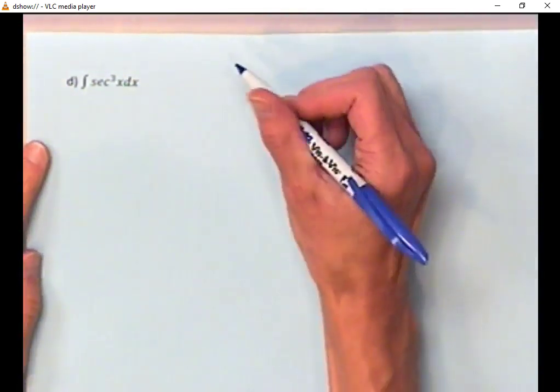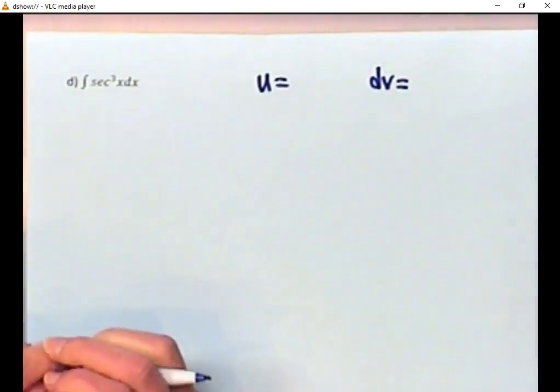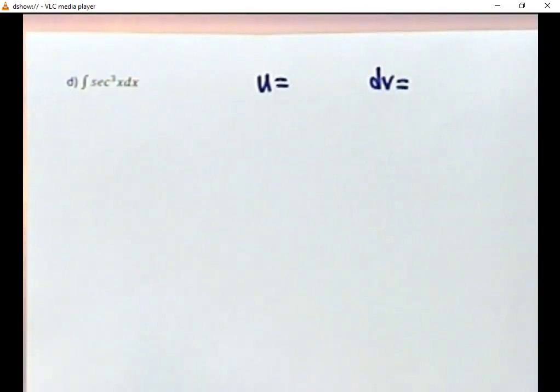Trig functions. This one has secant cubed of x dx, and how we might use integration by parts with this. What do you think about secant cubed of x? If we're trying parts, and we want to choose u and dv, secant cubed, I can't integrate that, right? So it can't be the dv.